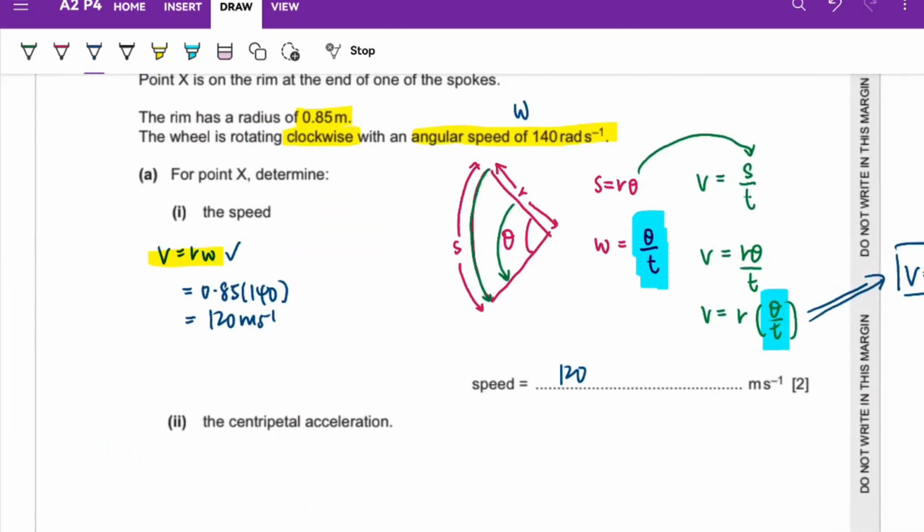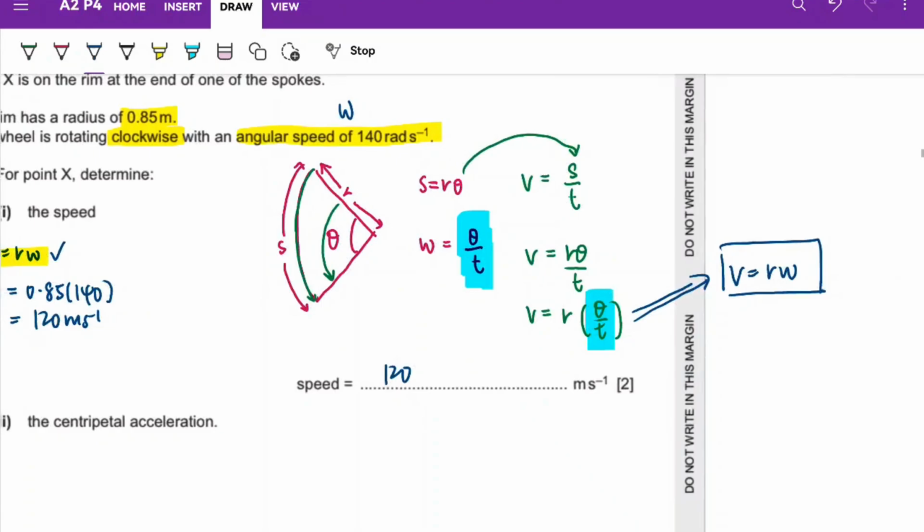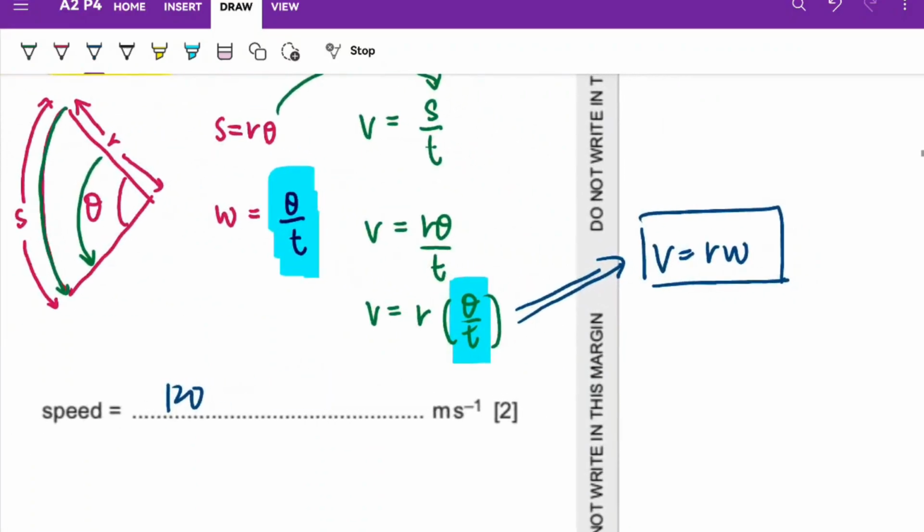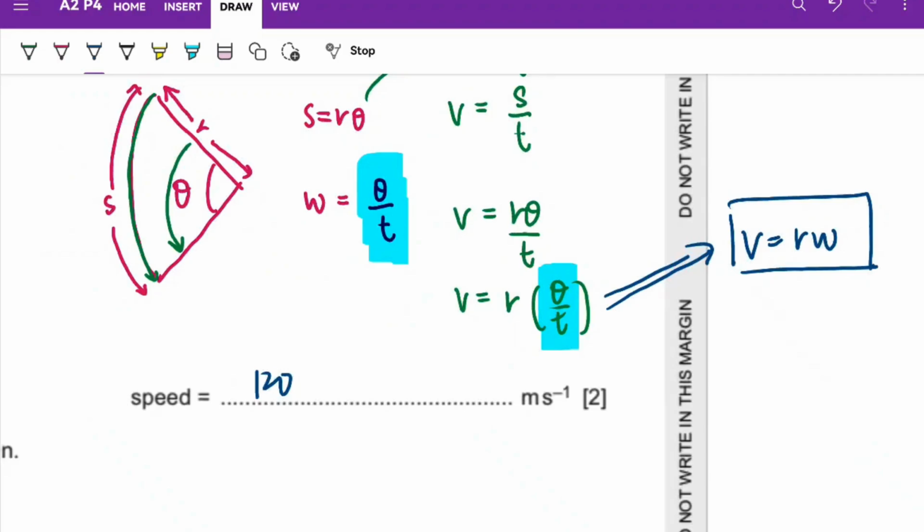You don't have to derive this formula in an exam. But I think the more practice you do, you will eventually understand where this formula comes from. Do not memorize the formula. You have to understand where it comes from. Very important. Understanding is very important.